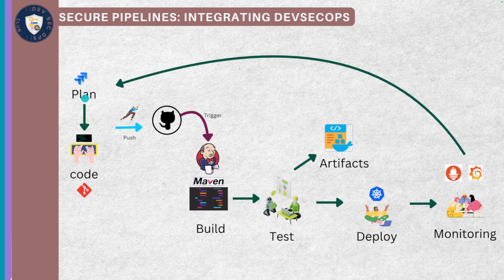So shifting left means, once you deployed, after that the monitoring happens, and monitoring also includes security tools as well. So instead of checking the security at the end, we are checking the security from the very beginning. So that's why it is said shifting to the left side.